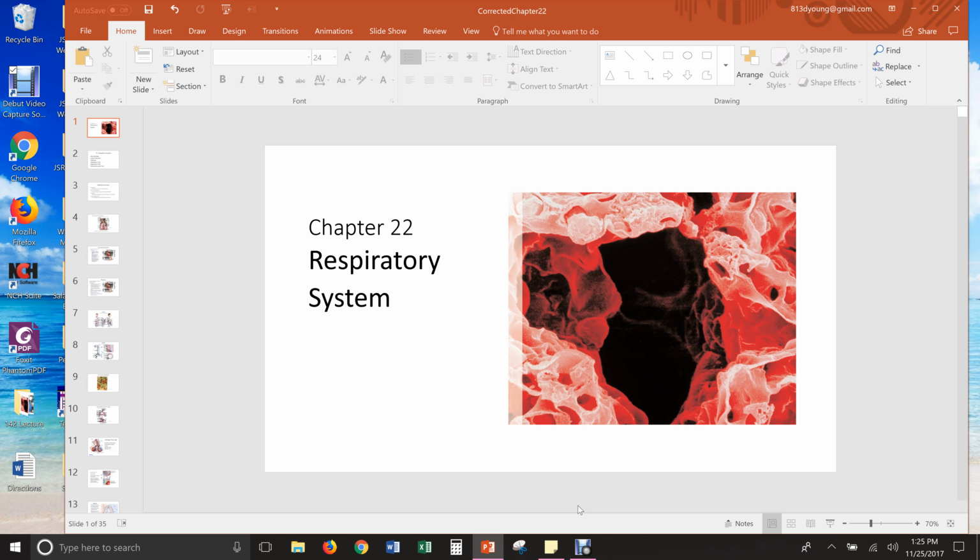Okay, so we're now beginning chapter 22, the respiratory system. We're going to talk about the rate and the depth of breathing. We're going to see how breathing is clinically significant, and we're going to talk about the exchange of the gases that occurs with the respiratory system.